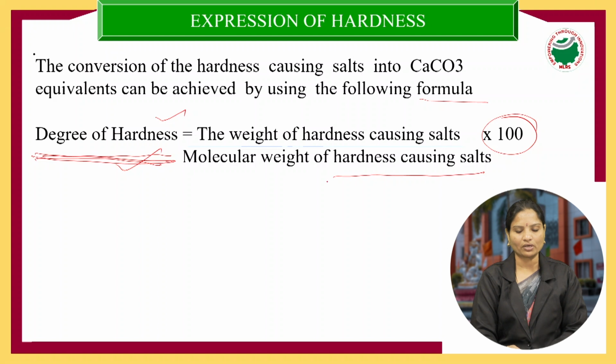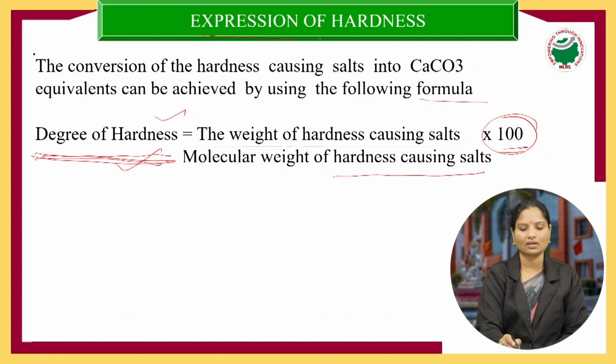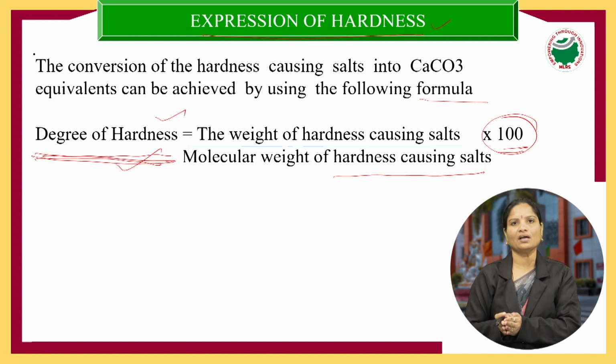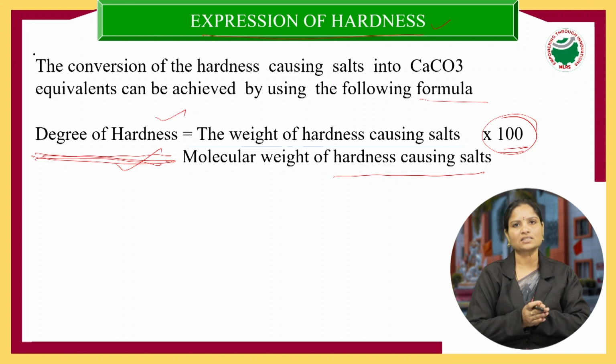Degree of hardness is equal to the weight of hardness causing salts divided by the molecular weight of hardness causing salts, into 100. This is the topic, the expression of hardness. Hardness and the types of hardness, expression of the hardness. Mainly this hardness is due to hardness causing salts present in our water, calcium or magnesium ions. These calcium or magnesium ions are present in hard water and cause the hardness.